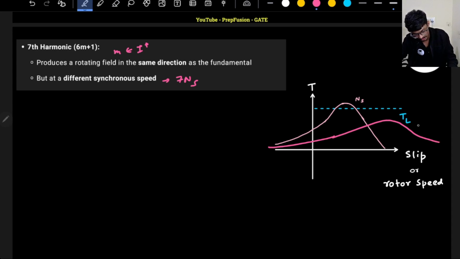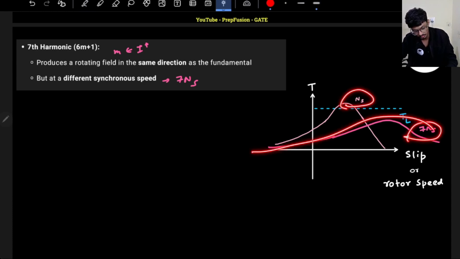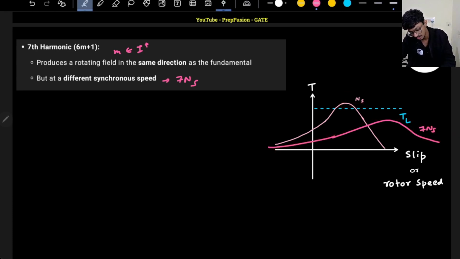Okay, this will be, let's say, for the seventh harmonic, 7 ns, because the seventh harmonic and the fundamental component both provide torque in the same direction, but the fifth harmonic will provide a torque in the opposite direction. So it will be just a mirror image, but the graph will be a bit expanded because the speed is 5 ns. Of course the graph is not up to scale.